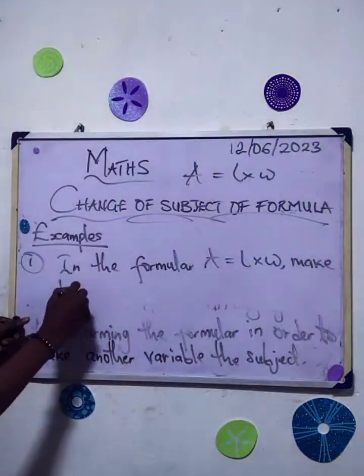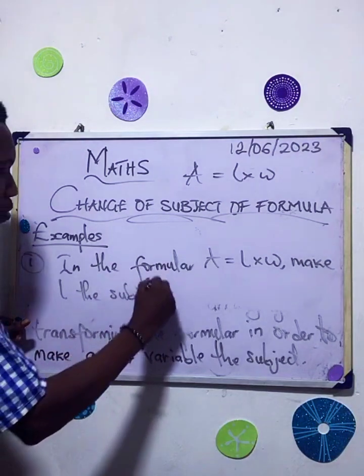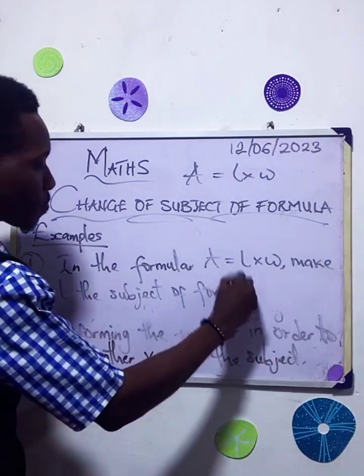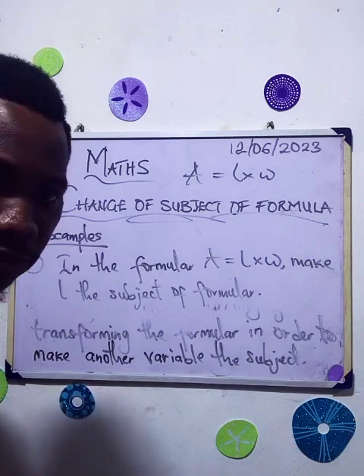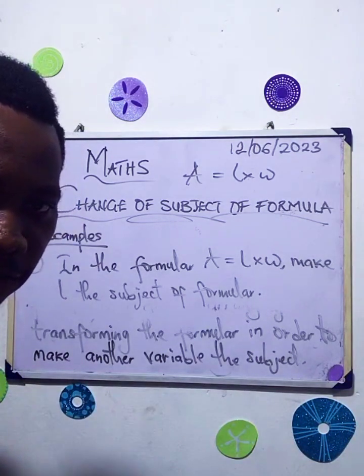make L the subject of the formula. So in the formula, A equals L times W, make L the subject of the formula.